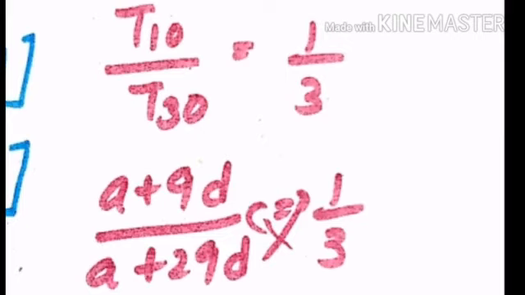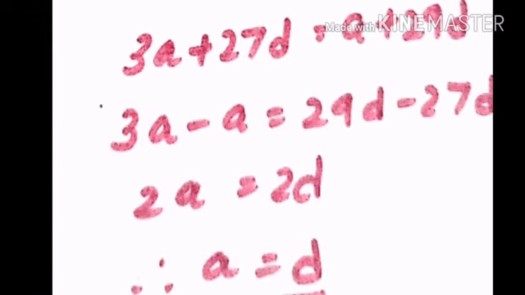Now term 10 is A plus 9D according to the formula, and term 30 is A plus 29D, equal to 1/3. As you know, the Tn formula is A plus (n minus 1)D. So T10 is A plus 9D, and similarly for the 30th. Now we take cross multiplication. So we multiply 3 with A plus 9D and 1 with A plus 29D. Multiplying, we get 3A plus 27D is equal to A plus 29D.